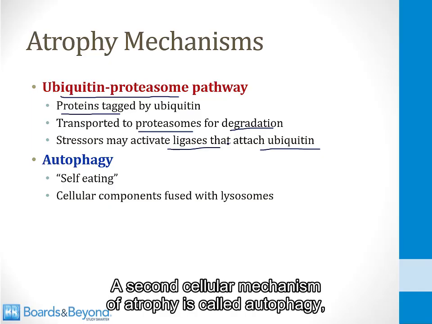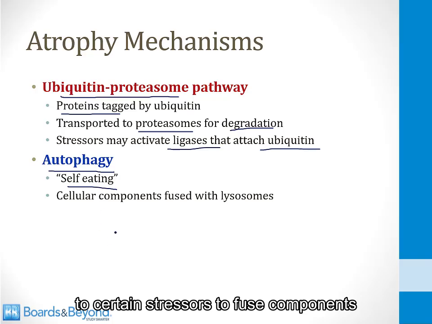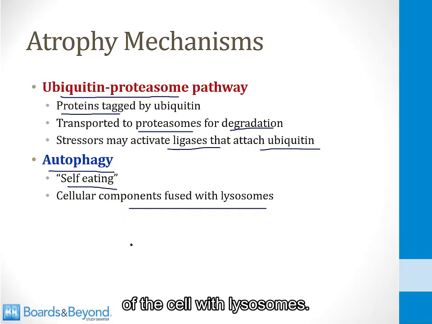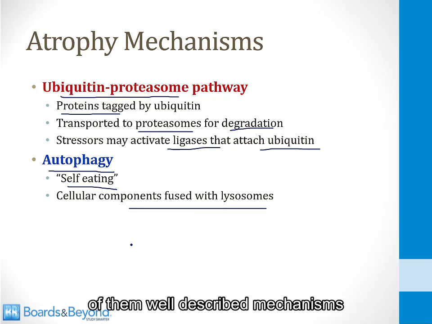A second cellular mechanism of atrophy is called autophagy, which means self-eating. Cells have been shown, when exposed to certain stressors, to fuse components of the cell with lysosomes, so they are broken down. It's high yield to remember that these are two of the well-described mechanisms by which cells undergo atrophy.